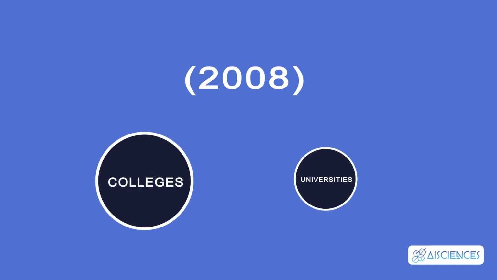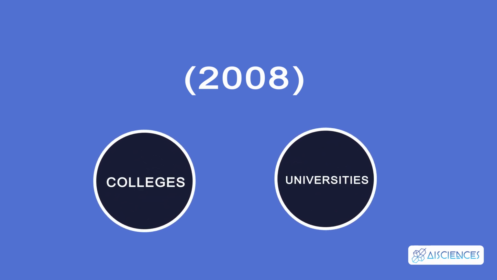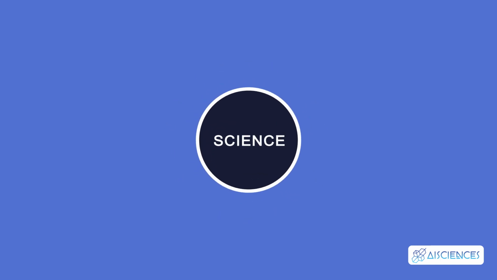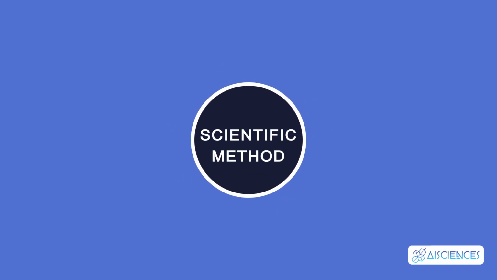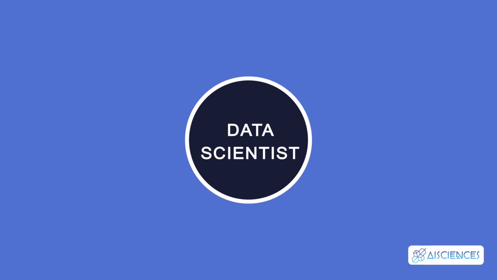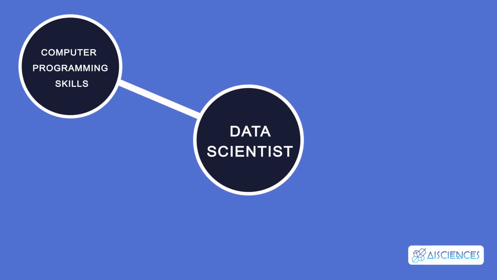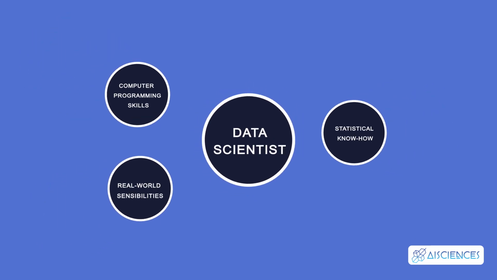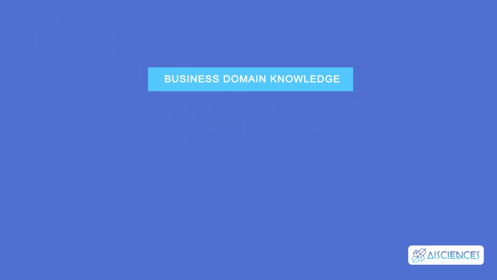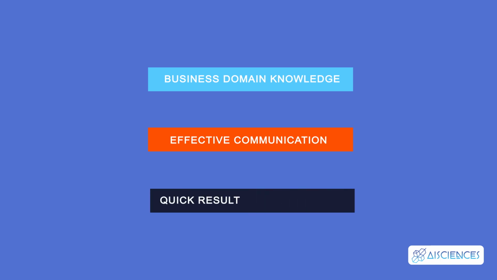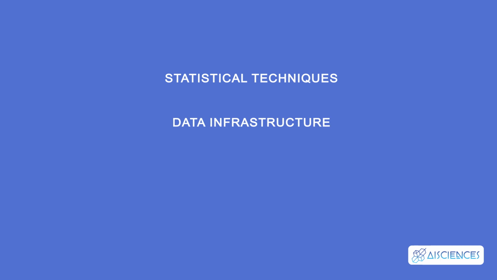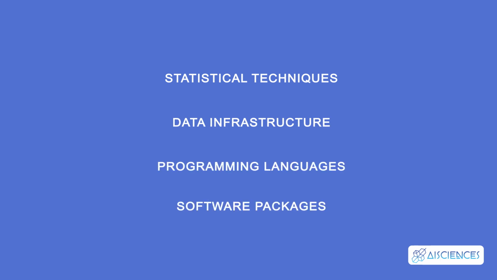Although several colleges and universities have been offering data science degrees for close to a decade now, there's still an acute shortage of data scientists. The term science in data science is synonymous with the scientific method. So, a data scientist typically combines computer programming skills, statistical know-how, and real-world sensibilities. The way a data scientist does this is through business domain knowledge, effective communication and quick results interpretation, and utilization of the most relevant statistical techniques, data infrastructure, programming languages, and software packages.